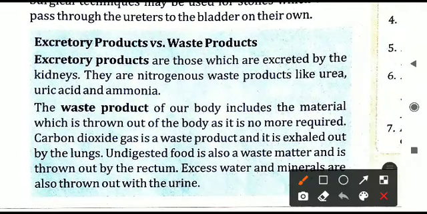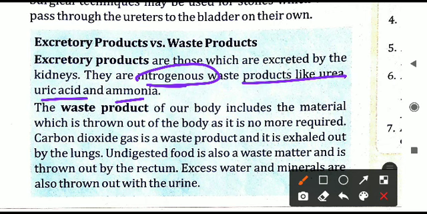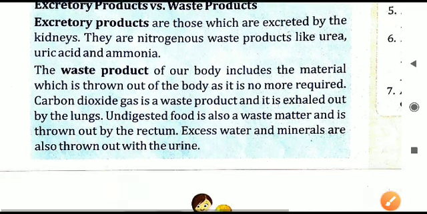We will see the last topic, that is excretory products and waste products. What is the difference here? Excretory products are also waste, but they are those which are excreted by the kidney. If the kidney excretes or removes something from the body, it is an excretory product, and these are always nitrogenous waste products, like urea, uric acid and ammonia.